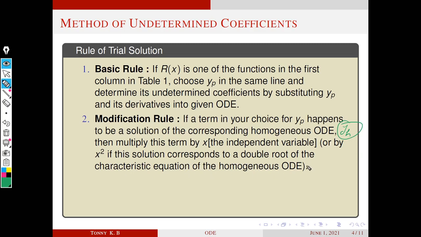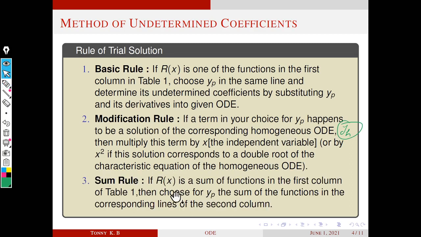Clear? So if a term in your choice for yp happens to be a solution of the corresponding homogeneous ODE, then we simply multiply by x. If that is corresponding to a double root, then we have to multiply it by x square. Okay, I will explain this rule using an example in coming slides.